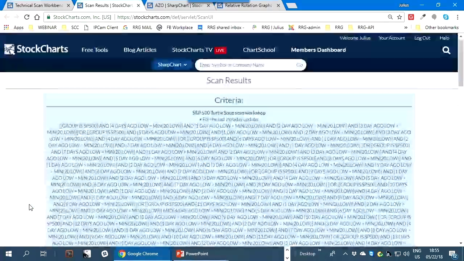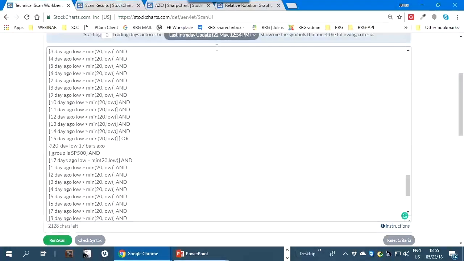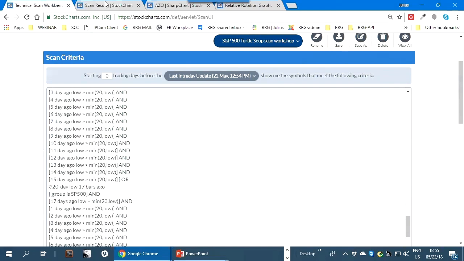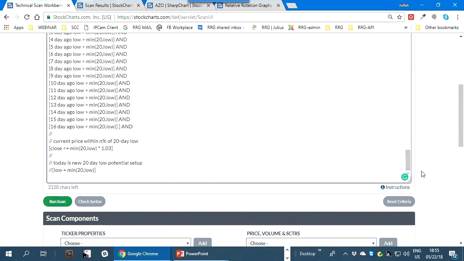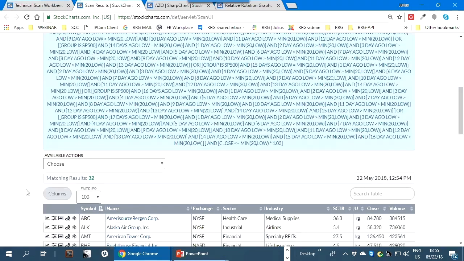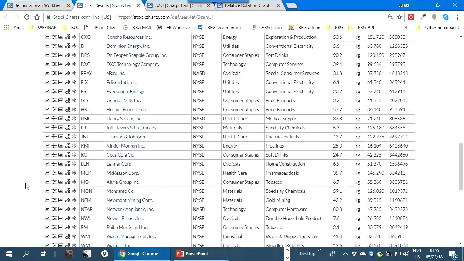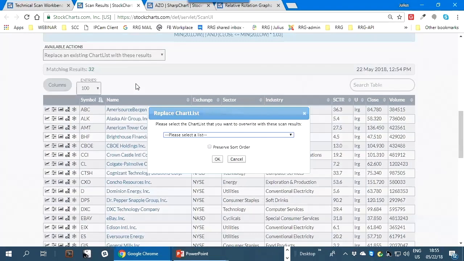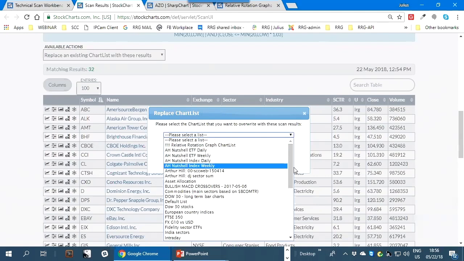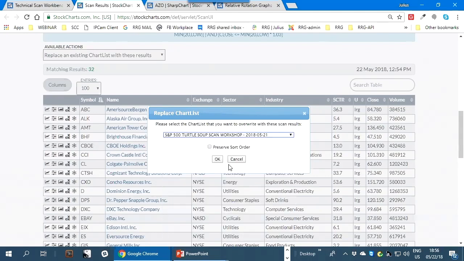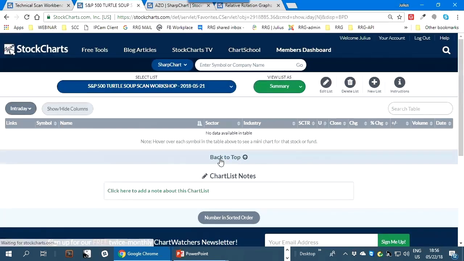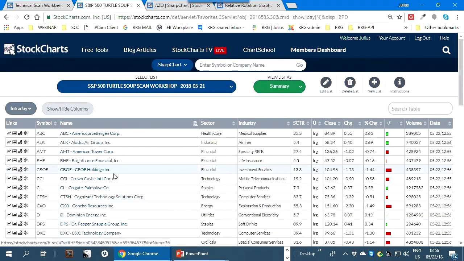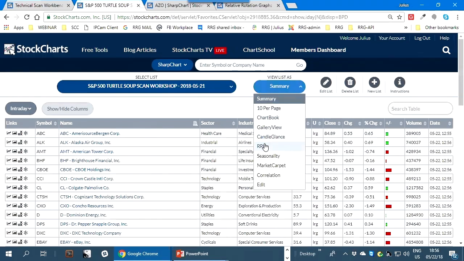Okay, so this scan, I just ran this scan on the last intraday update. So we're looking at real-time data, but we're looking at something that is within 3% of its 20-day low. Is that right? Yeah, 3% of its 20-day low. That gives me this list. That's 32 stocks. That's not too bad. So then I'm going to replace an existing chart list. I'm going to replace this one here with these stocks. So now I have my list here, and I can actually throw them at an RRG.